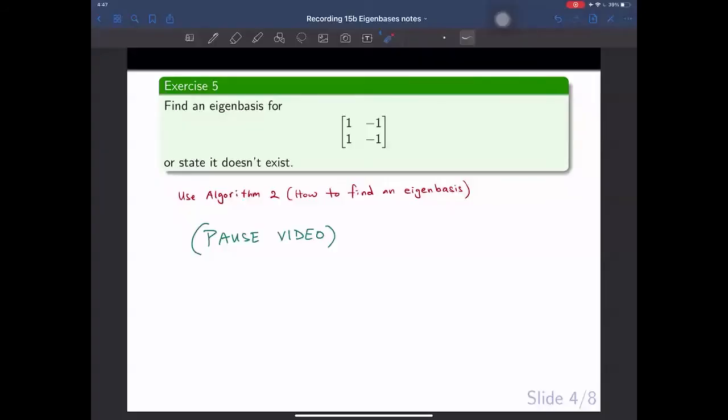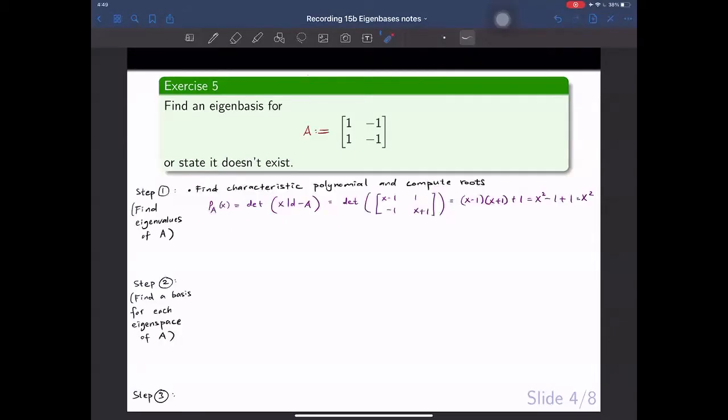In this exercise, I have a different 2x2 matrix, and I want to either find an eigenbasis for this matrix or say that it does not exist. You should use the same algorithm we just used, algorithm 2. If you're watching this, I encourage you to pause the video and try to do this exercise on your own.